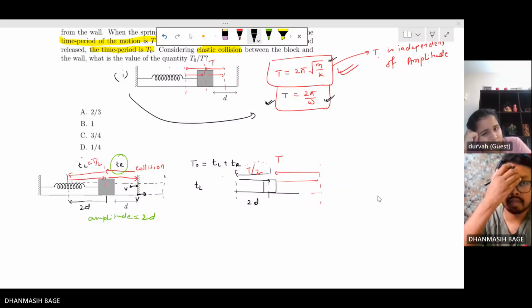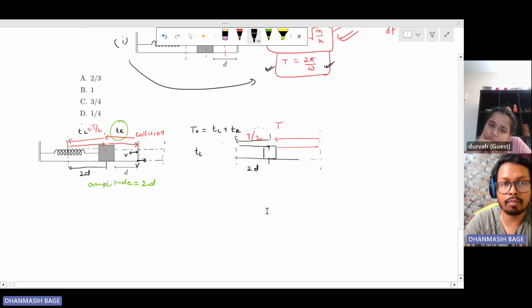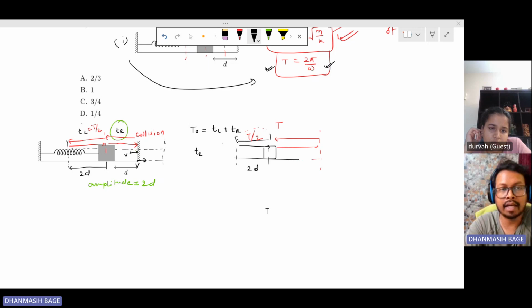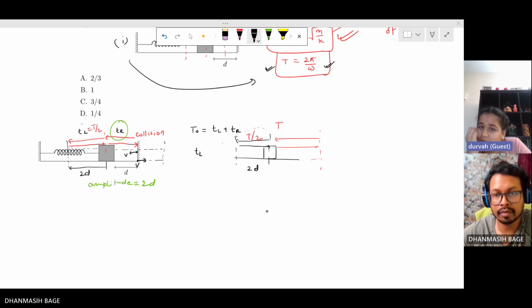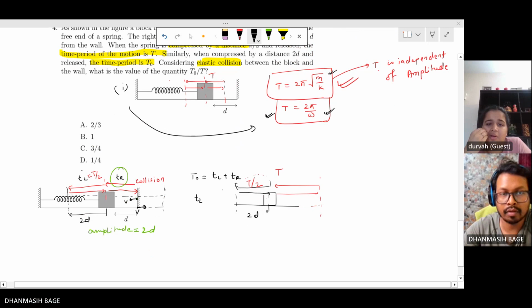Okay, one part is clear. One thing is very obvious: TR is not equal to TL in this case, right? TR will be different because of the collision. Can you explain this question from the starting? I got a little confused in the middle.